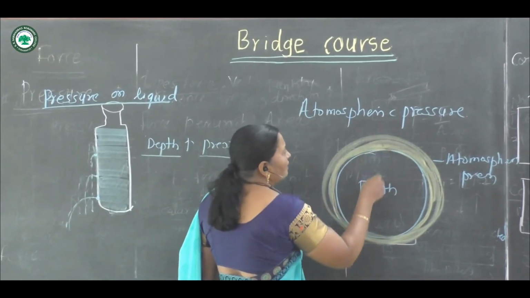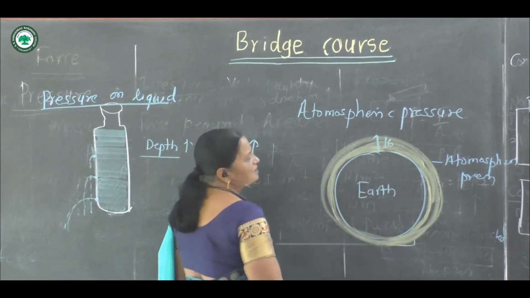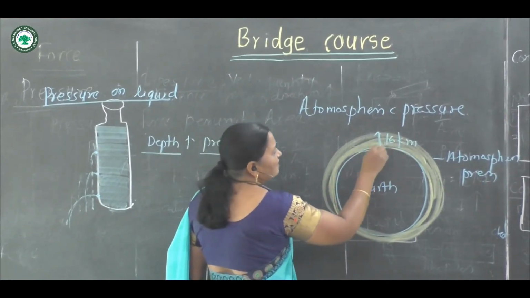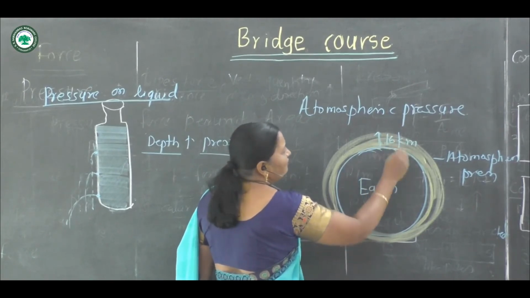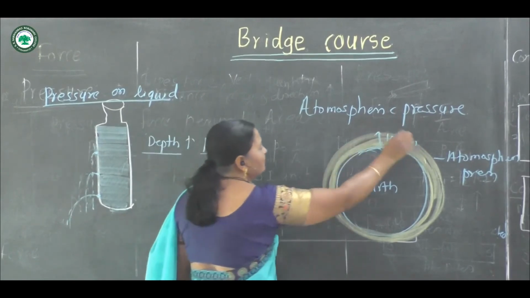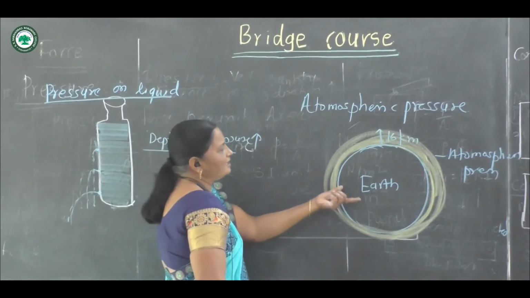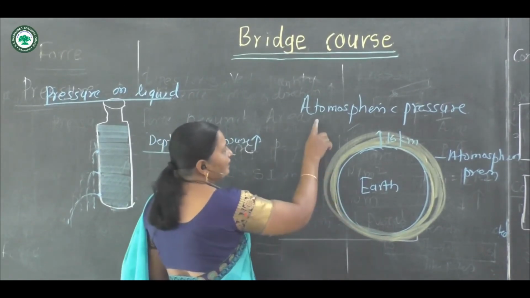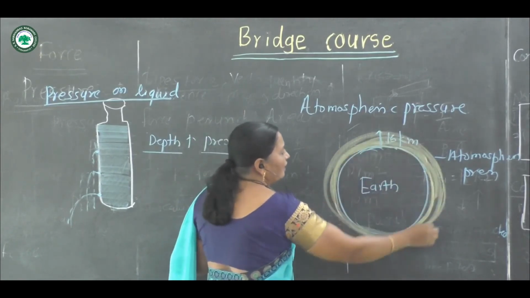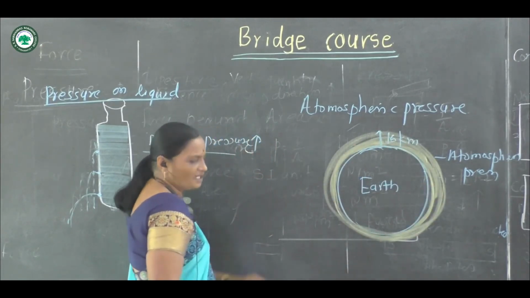This pressure extends about 60 km from the ground surface. The atmospheric pressure is 60 km above the surface of the earth. There are different layers, but we cannot study them here. We only see atmospheric pressure. What is atmospheric pressure? The air around the earth is called atmospheric pressure.